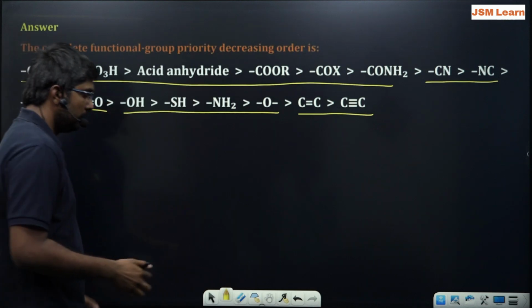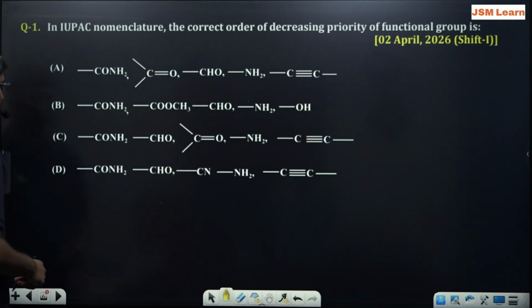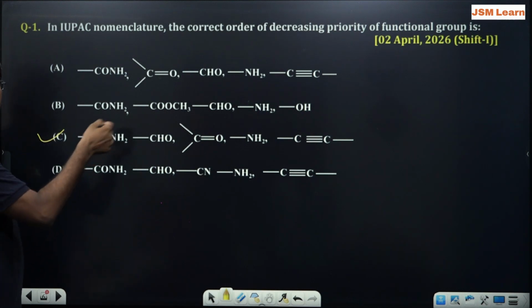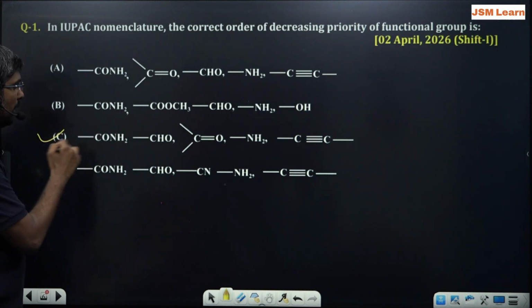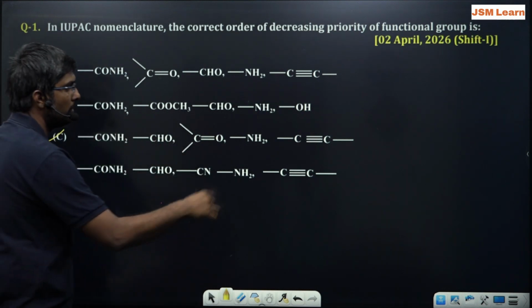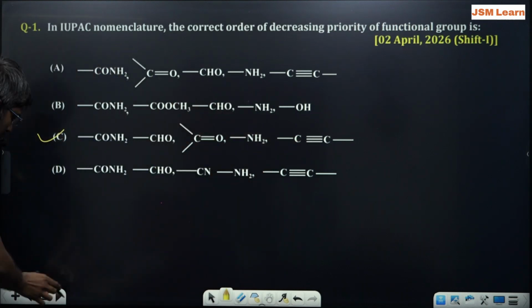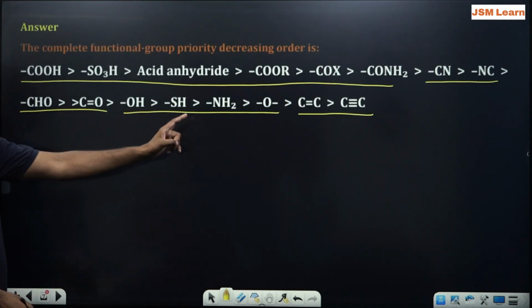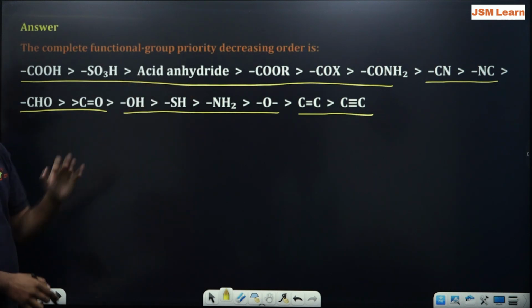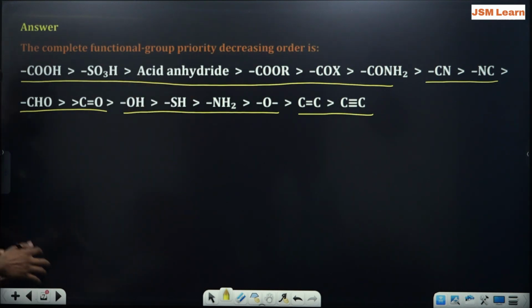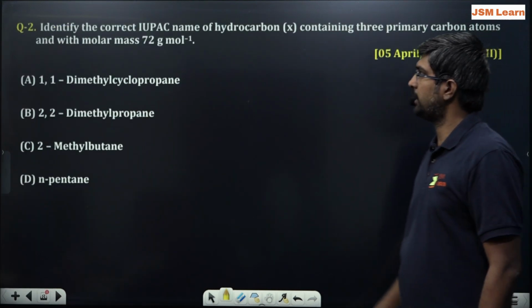From this we can see the given options. So option C is matching with the order. See here, amide, aldehyde, ketone, amine and alkyne. So this is the correct option. Just remember this order, very simple. If you break this order like this, it is easy to remember. Let us see the next question.